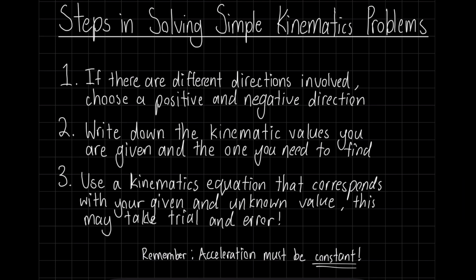So here are some simple steps in solving simple kinematics problems. We'll be going over projectile motion later on. It's slightly more complicated than this, but the steps still apply. Number 1, you need to identify if there are different directions. If there are, choose a positive and negative direction and stay consistent with it. Number 2, write down the kinematic values you are given and the one you need to find. So write down S, U, V, A, T, or whatever you have. Number 3, use the kinematics equation that corresponds with your given and unknown values. And this may take trial and error.